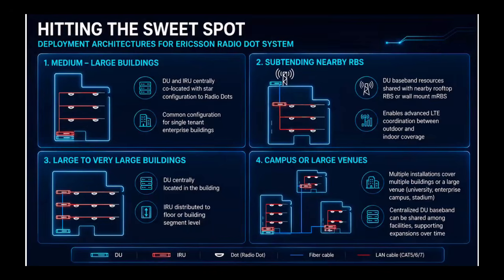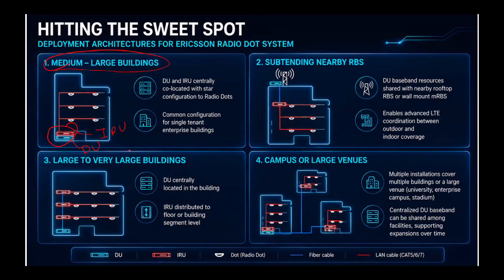Now let's look at where and how the Ericsson radio dot system can be deployed depending on the size of the venue. The first one is medium to large building. Here, the DU or the baseband and the IRU can be centrally located. Remember, this red one is the IRU and the blue one is the DU. From the IRU, we distribute the radio dots to the different areas using LAN cabling. So this is a very simple architecture for an enterprise building.